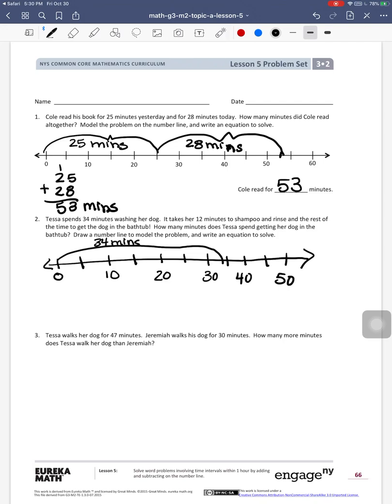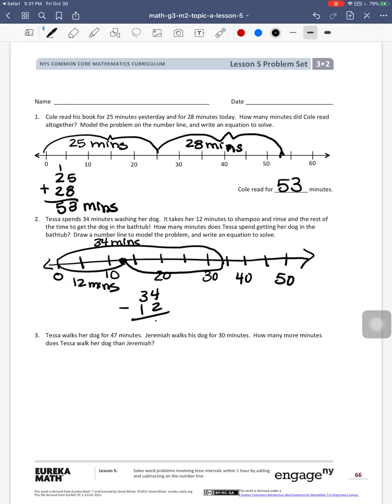And it takes her 12 minutes to shampoo and rinse, the rest of the time in the bathtub. Okay, so 12 more minutes. Right, so 12 would be about here, right? So that takes her about 12 minutes to do that. So we need to know how much time is between here and here, right? So we would have to subtract, right? We would have to say 34 minus 12.